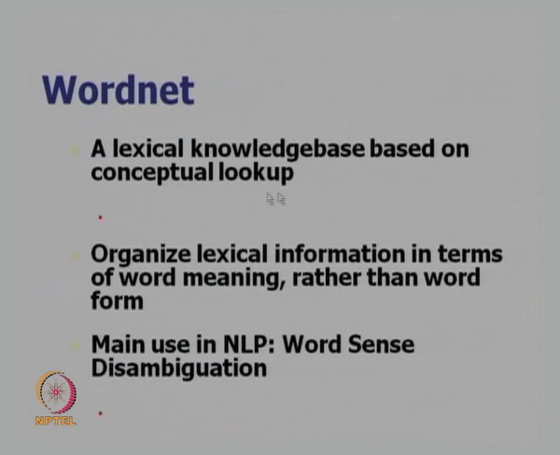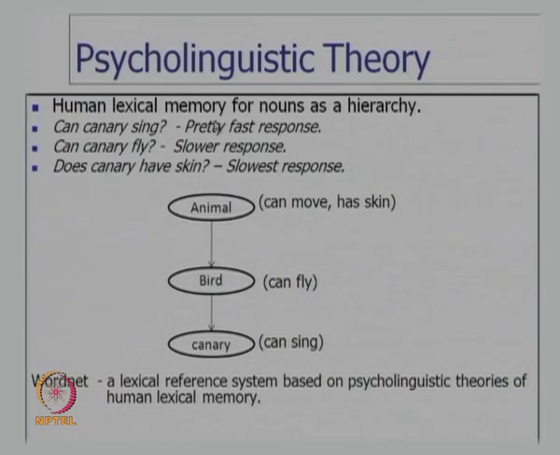The lookup is in terms of meaning unit rather than word, and the lexical information is organized in terms of meaning rather than the word form, again to be elaborated as we go ahead. And of course, the main use in natural language processing of this very important resource has been word sense disambiguation. Now, this whole structure is based on an interesting psycholinguistic theory. As this slide shows, human lexical memory for nouns at least is stored as a hierarchy.